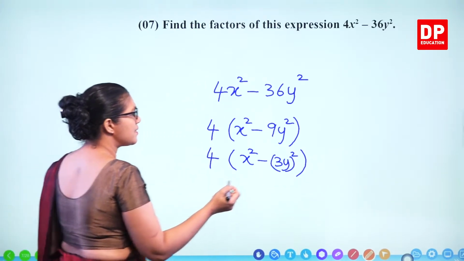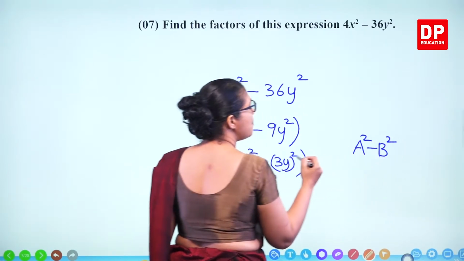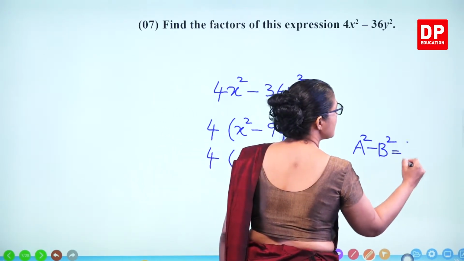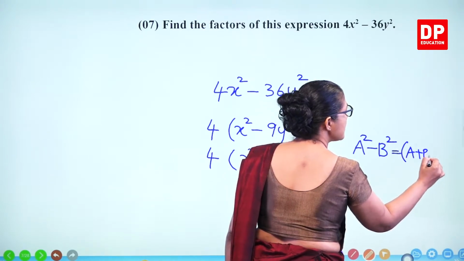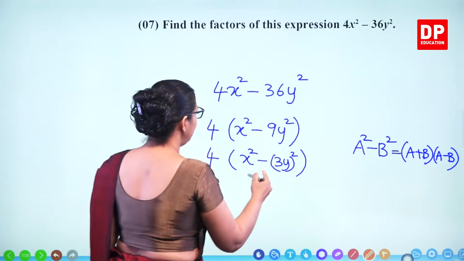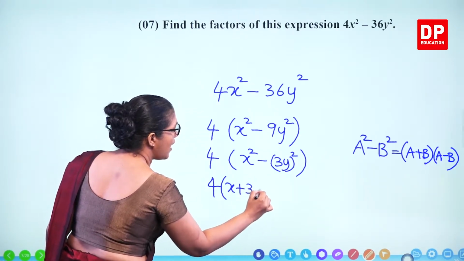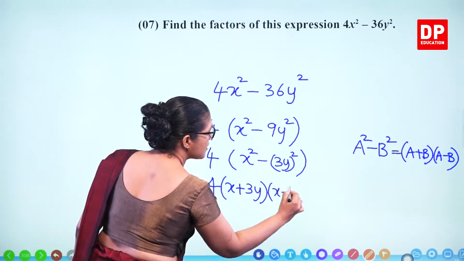Now, what is the difference between two square terms? If there are two square terms a and b, the factors are one positive and one negative. So write like that: x plus 3y and x minus 3y.